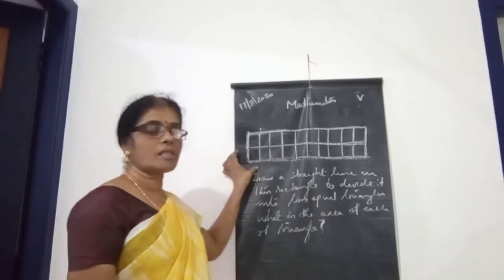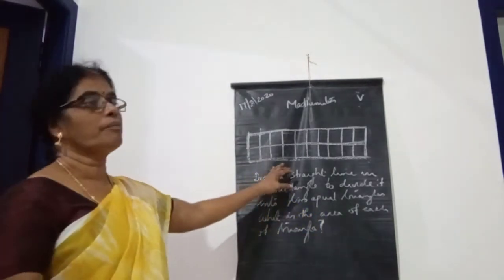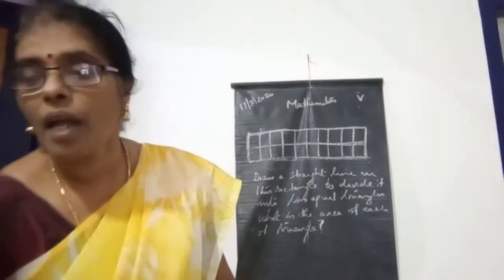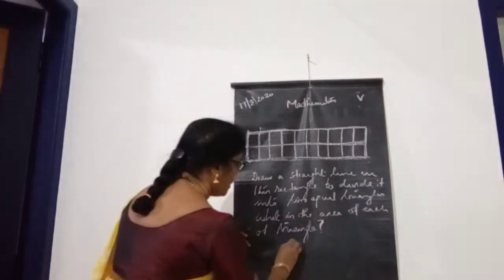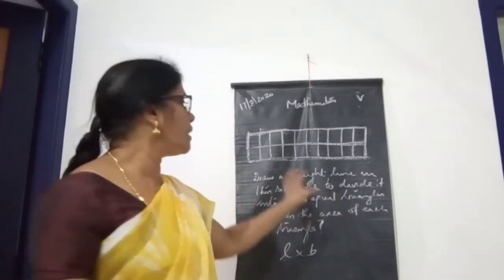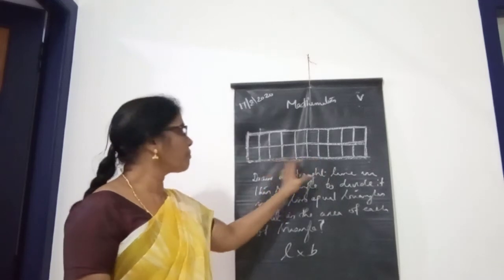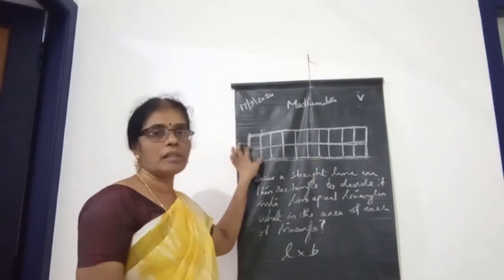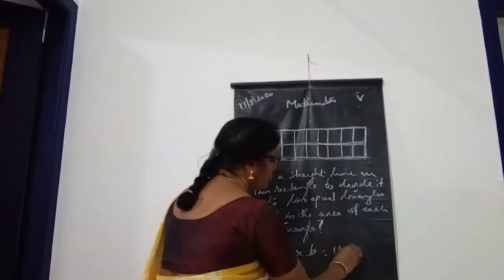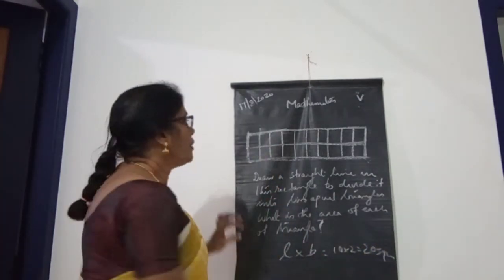And what is the breadth of this rectangle? 1, 2, isn't it? That is 2. Then what is the area of this rectangle? That is 10 into 2, isn't it? Area of the rectangle is length into breadth. Here the length is 10 centimeters, and the breadth is 2 centimeters. So area is equal to length into breadth, that is 10 into 2, that is 20 square centimeters, isn't it?